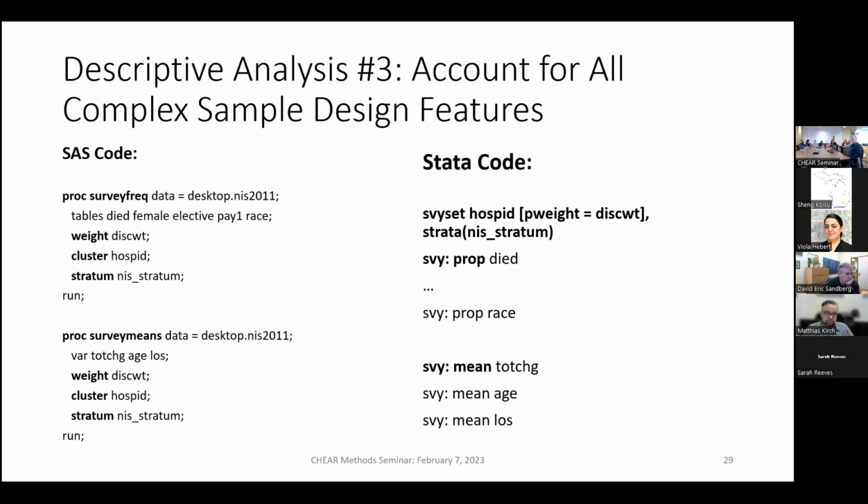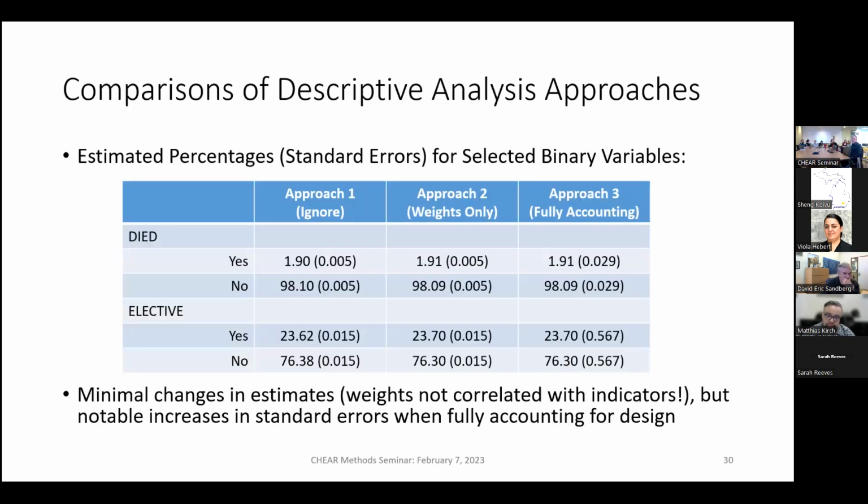The actual analysis commands are still the same. I just have a different set of design features that are specified, that's all. So this was what I would call the appropriate approach. So here's a comparison of estimates based on those 3 approaches. These are just descriptive estimates. So approach 1, ignore, approach 2, weights only, and then approach 3, fully accounting.